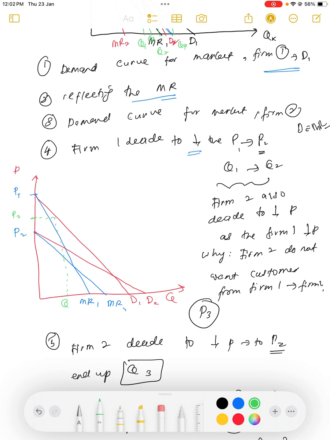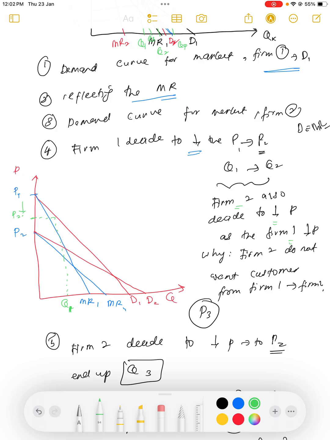Okay, so this one is the Q2. Okay, Q1, sorry. Q1. From P1 to P2. Okay, P2. So, this one is Q1. Now, take a look at the situation. Firm 2 also says that this cannot go. I want to decrease the price as well because I want to increase the demand from the customers.